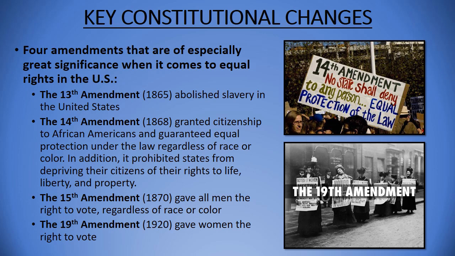And then 4 important amendments when it comes to equal rights. More on this in Chapter 5. But the 13th Amendment, 1865, just following right on the heels of the Civil War, abolished slavery in the United States. A few years later, the 14th Amendment granted citizenship to African Americans and guaranteed equal protection under the law, no matter your race or color. It also banned states from depriving any of their citizens the rights to life, liberty, and property. The 15th Amendment gave all men the right to vote, regardless of their race or color. And the 19th Amendment, about 50 years later, gave women the right to vote.